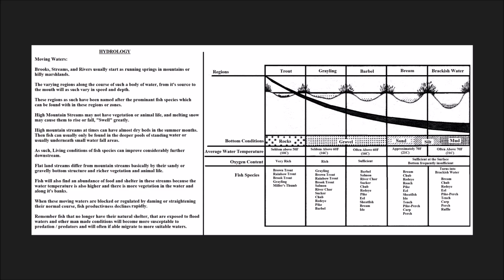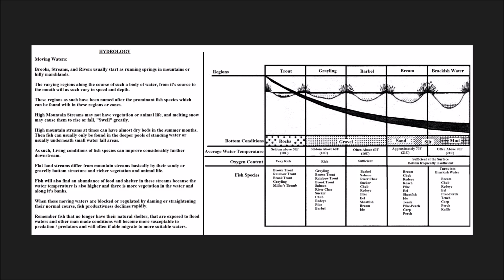As such, living conditions of fish species can improve considerably further downstream. More consistent water, foliage, everything else. Flatland streams differ from mountain streams basically by their sandy or gravelly bottom structure and a richer vegetation than animal life. You see here, fast water, only the big rocks drop out. As the water slows, we get into gravel, then smaller particles such as sand, then silt, then mud.